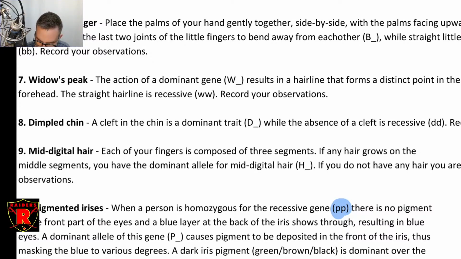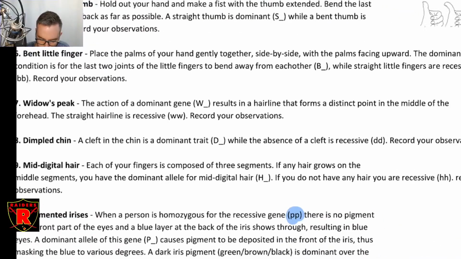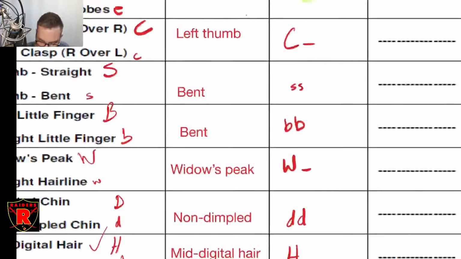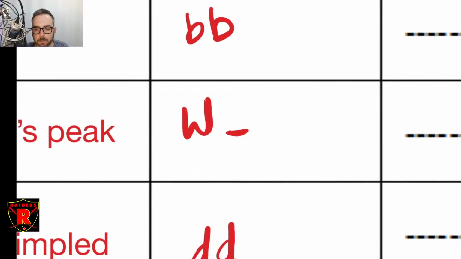And I believe that's the dominant. Yeah, the widow's peak is dominant. And they use W's, not a great letter to use. But I have the dominant. So I have widow's peak, which means I have capital W blank. If you don't have a widow's peak, have a straight hairline, you'd be little w, little w.